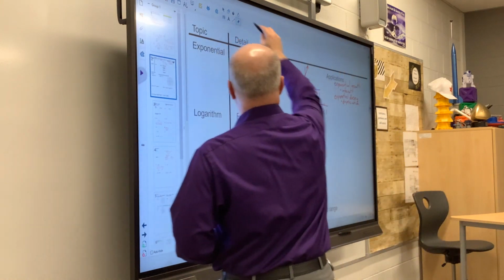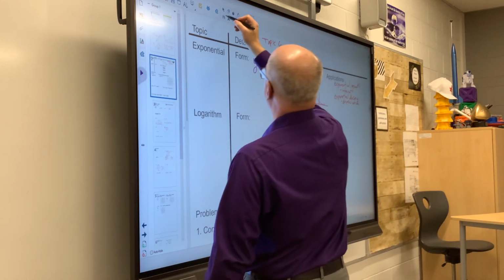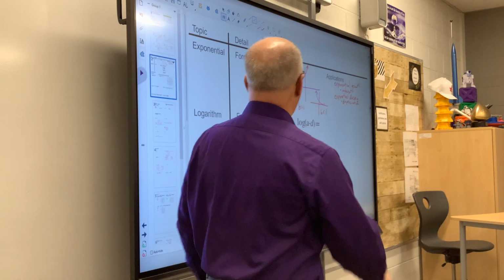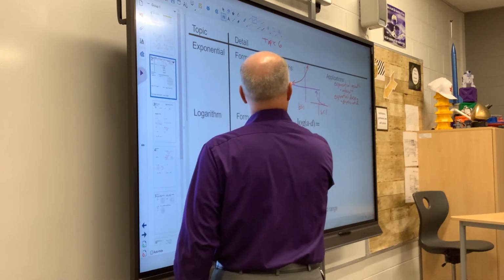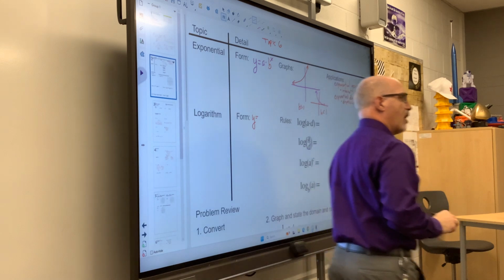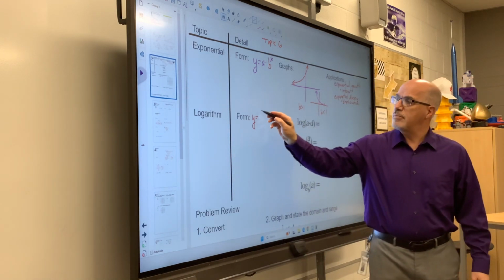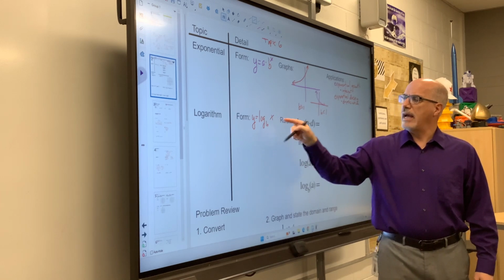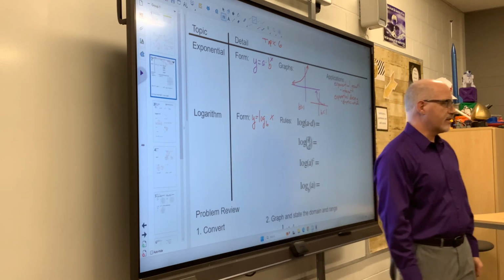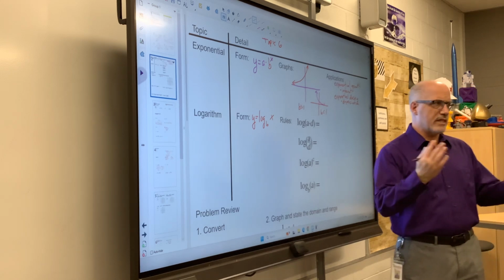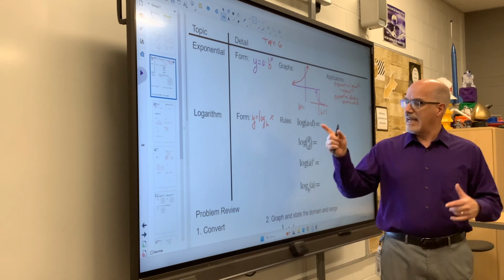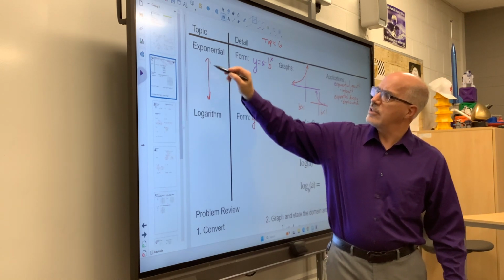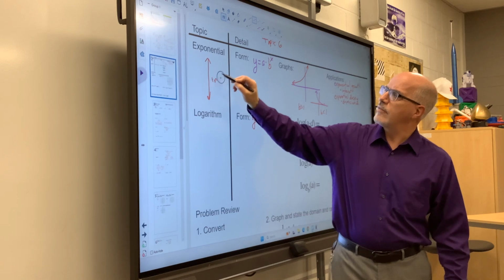Now let's go ahead and go over some of the log information. You were introduced to logarithms in this chapter. Okay, the form for a logarithm is y equals log base b of x here. So x goes on the inside of it, okay? Now we did that, if you recall, these guys are inverses of each other. So exponential and logarithm, they're inverses.